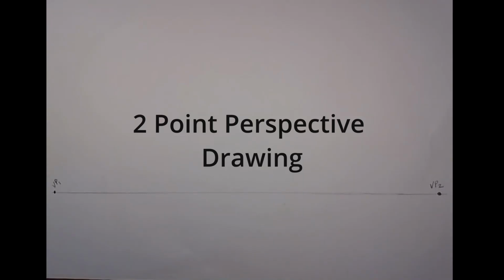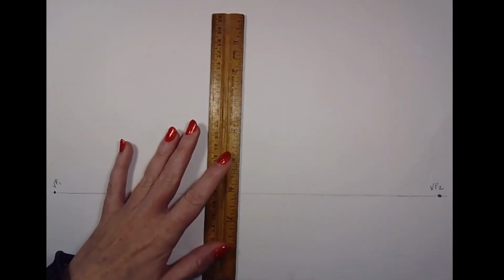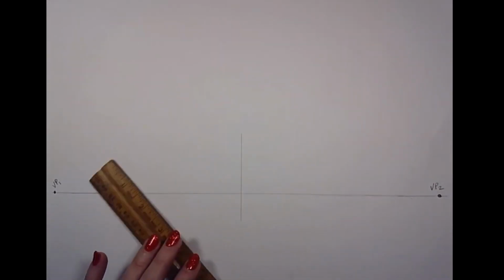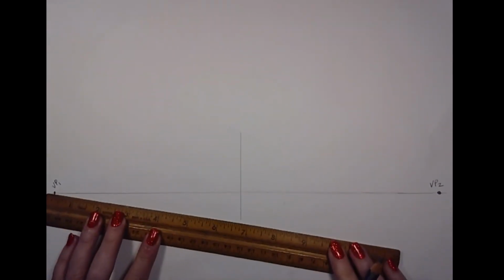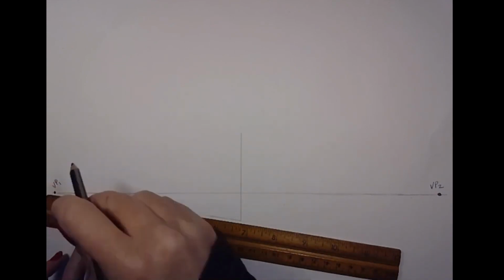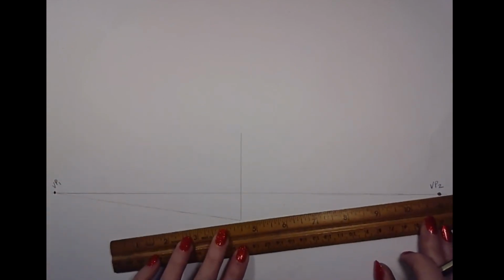So now I'm going to do a 2-point perspective drawing. I'm going to do some buildings on a street corner. Here's vanishing point 1, vanishing point 2, and the horizon line. I'm going to start with a line straight up and down over the horizon line. I'm going to connect the bottom to vanishing point 1 on this side and vanishing point 2 on this side.